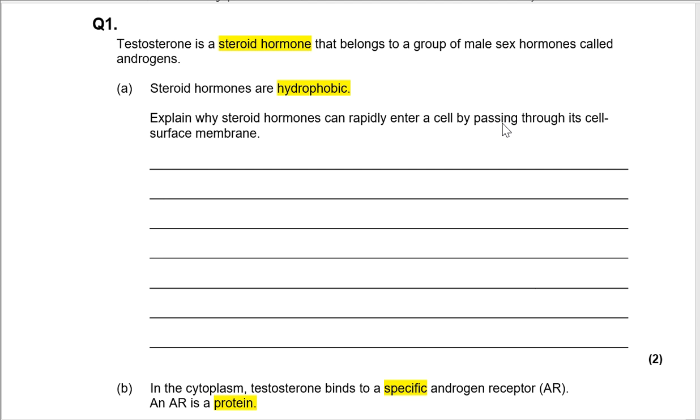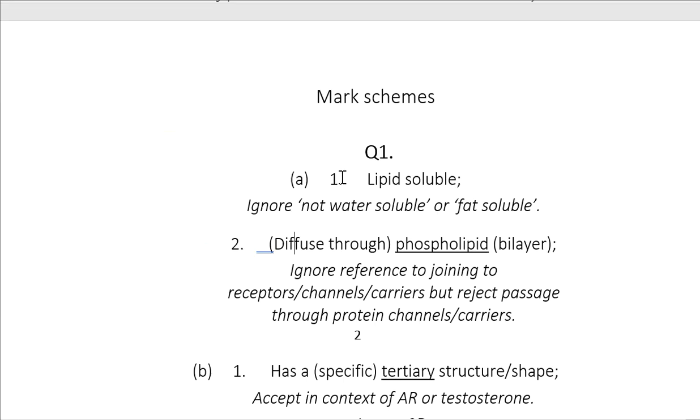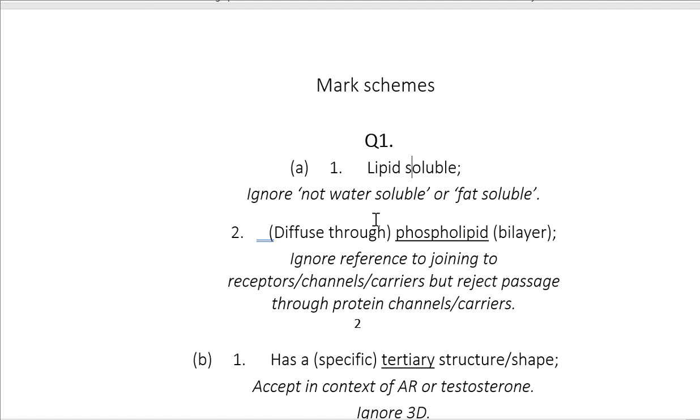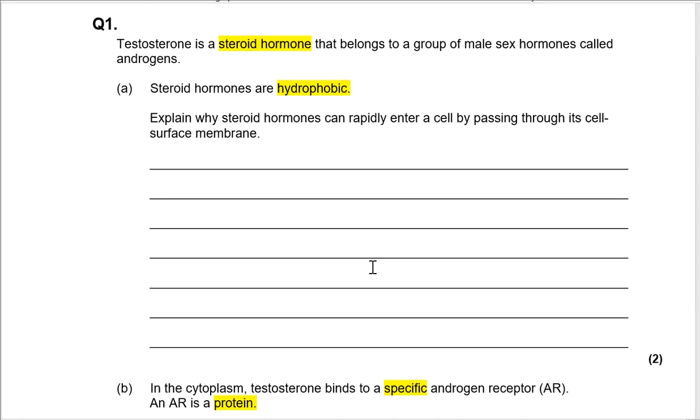So if they ask you in the exam about any hormone that is a steroid hormone, that is lipid soluble, that is hydrophobic, it does not require a receptor. It can go straight into a cell through the cell surface membrane. So let's check out the answer. The mark scheme says number 1, it is lipid soluble. Number 2, because of that it diffuses through the phospholipid bilayer. It does not require a receptor or a channel or a carrier protein.